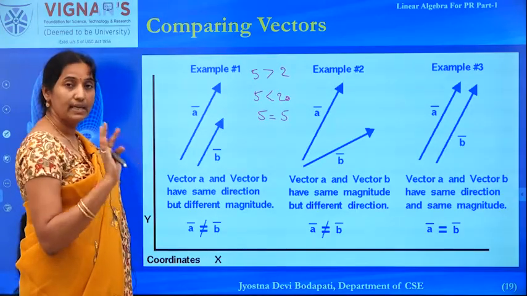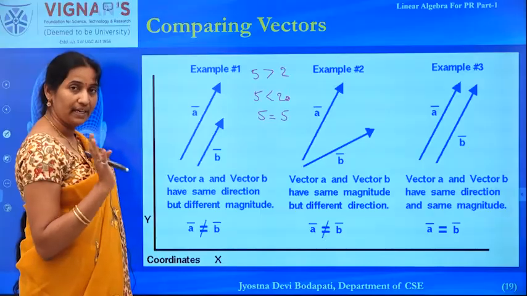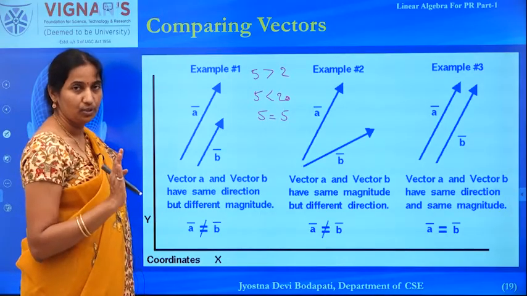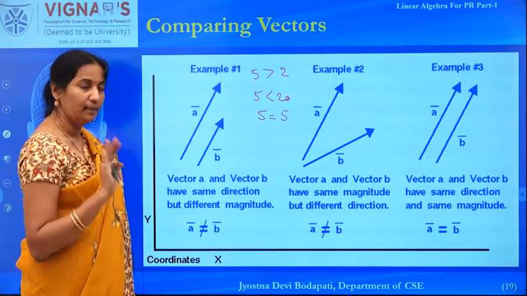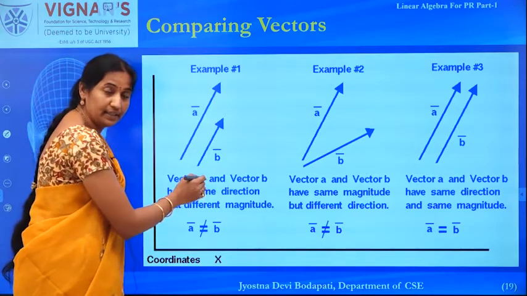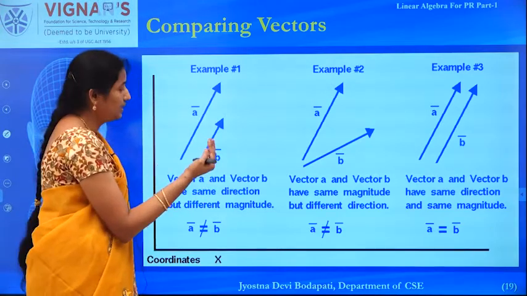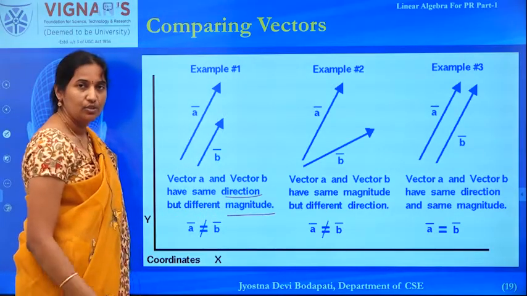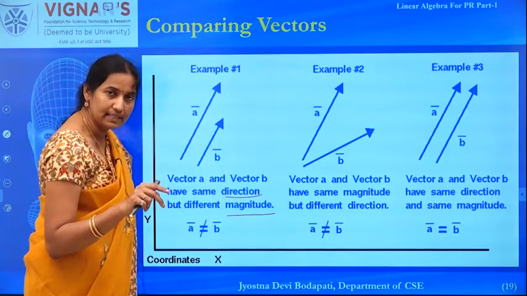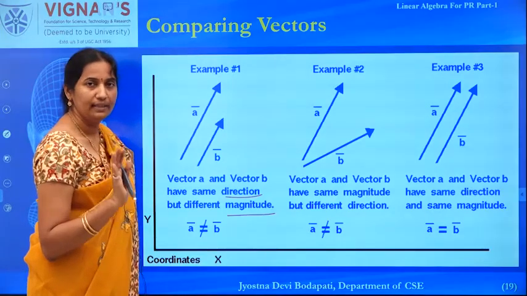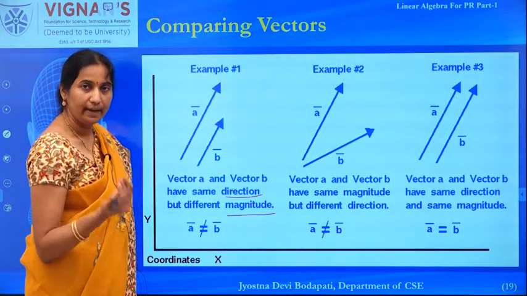But given the vectors, how do I compare them? Because vectors have both the direction and the magnitude. So in that case, how do I compare them? So let's see how we do that. So here A and B are the vectors, and we compare them depending on both magnitude and direction of the vectors. So if the magnitude of the vectors is the same and they are in the same direction, then only we can call them equal, otherwise they are not equal.